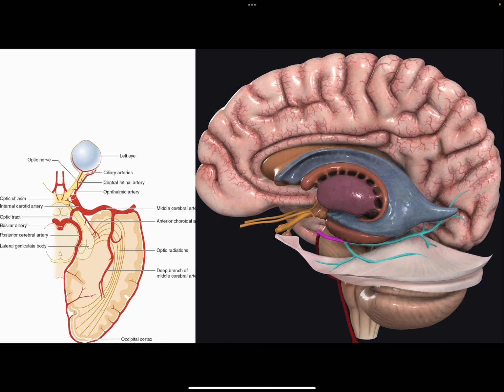Okay, so we're looking at the PCA, right? So this is the PCA. We said it supplies the entire midbrain, both the lateral and medial part, but it's also, and probably most importantly, supplying the occipital lobe. But again, this region right here, which is where we might have the part of the occipital lobe that processes the macular vision, has some coming from the posterior cerebral artery, but also a little bit coming from the middle cerebral artery.